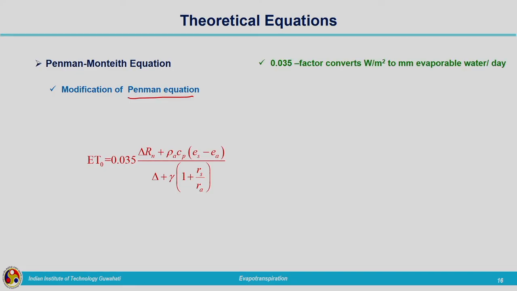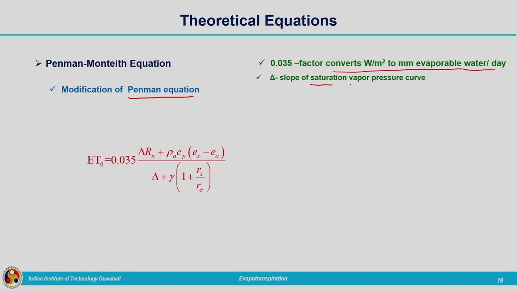What is meant by the 0.035? 0.035 is nothing but the factor which converts watt per meter square to millimeters of evaporable water per day. Because we are not substituting in terms of watt per meter square. In the previous equation we said it should be in millimeters of evaporable water per day. So in this particular equation we are multiplying with 0.035, that takes into account that unit conversion.